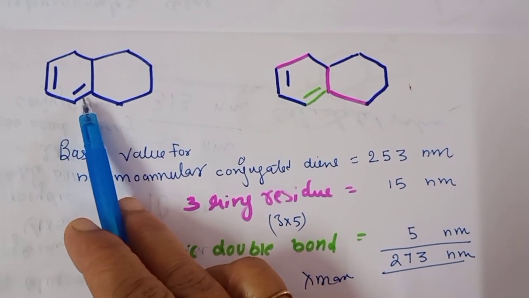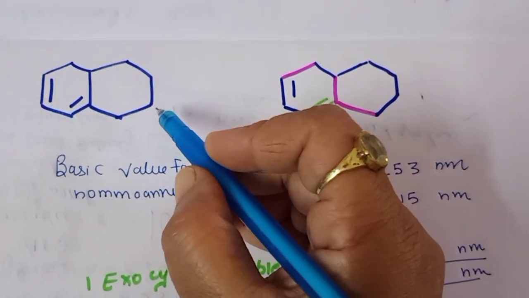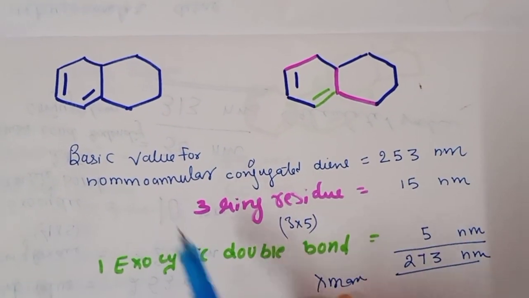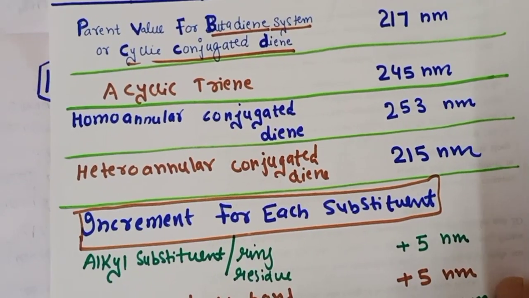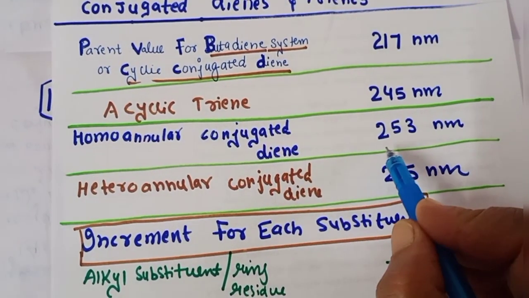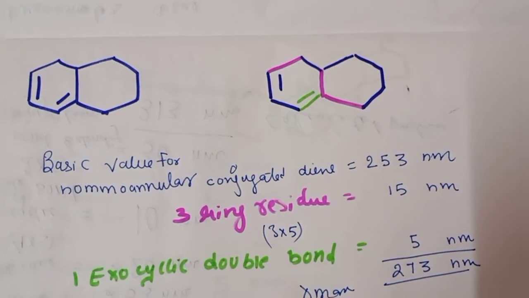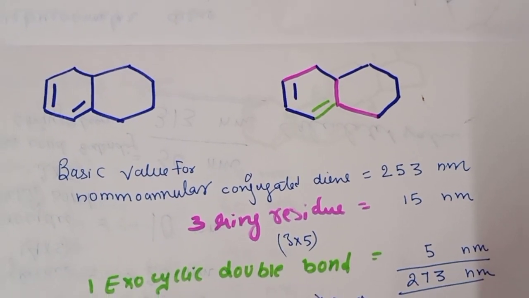So next example. Now 2 bonds are in the same ring, cis form. You can see this is our 1,3-butadiene, it is a cis form. So you can see that the basic value for the homoannular conjugated system is 253. So we will write here 253. Now how many ring residues are directly attached?